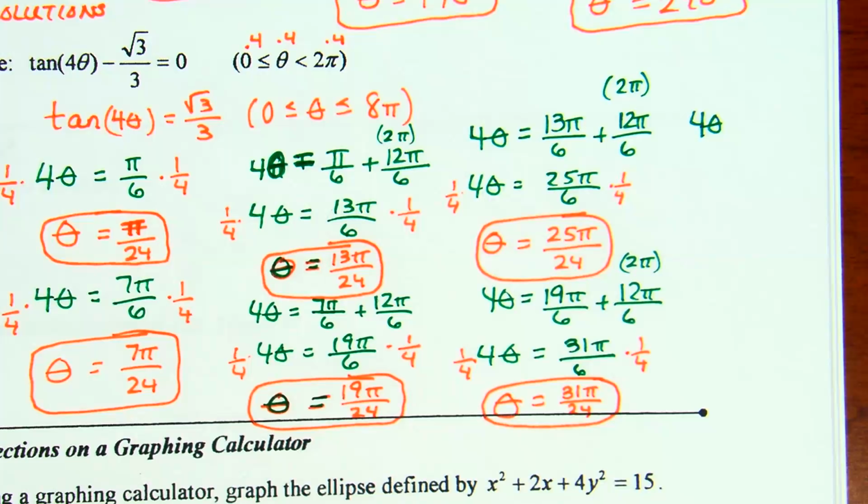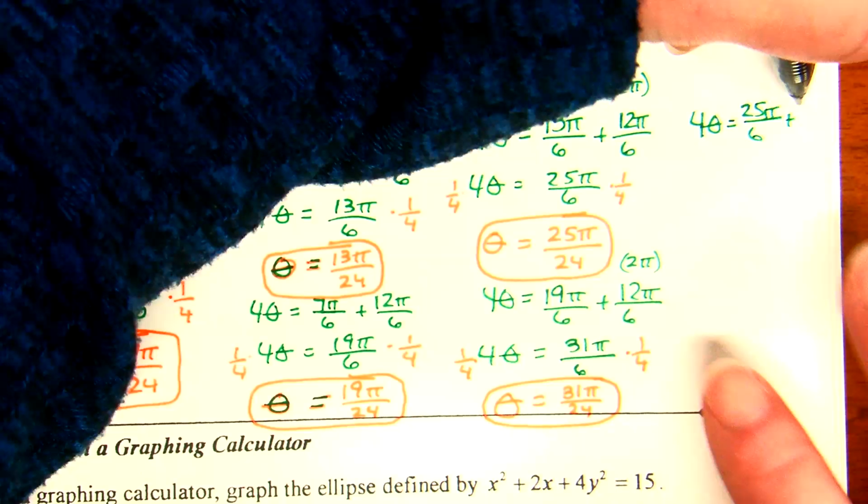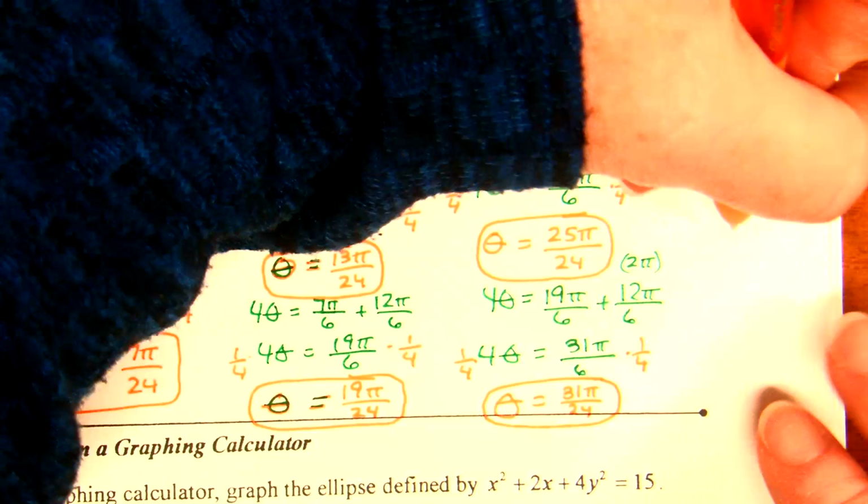So now I was at 25 pi over 6, and I'm adding 12 pi over 6. So I'm adding that 2 pi again. So 4 theta is 37 pi over 6. So theta is going to become 37 pi over 24.